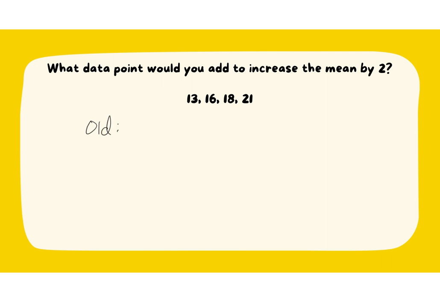I have a total of 68. And I'm going to divide that by 4 to get my old mean of 17. If I increase that by 2, my new mean is going to be 19. And if I add another point, I'm going to have 5 points. So I'm going to multiply that by 5, which gives me 95.